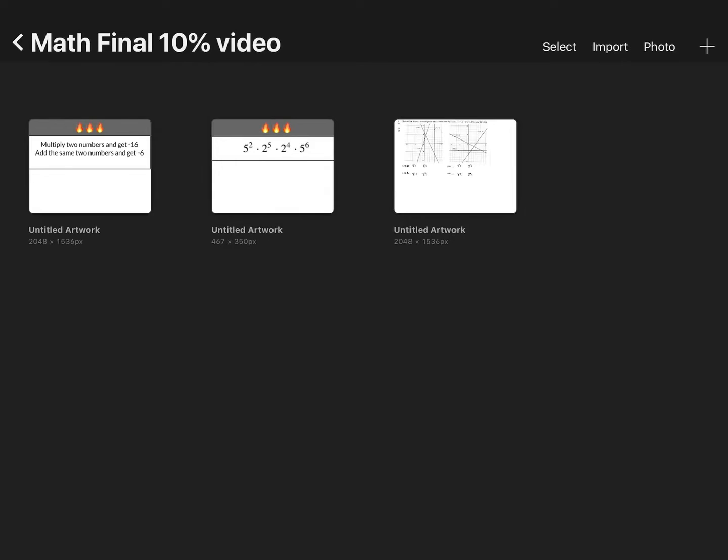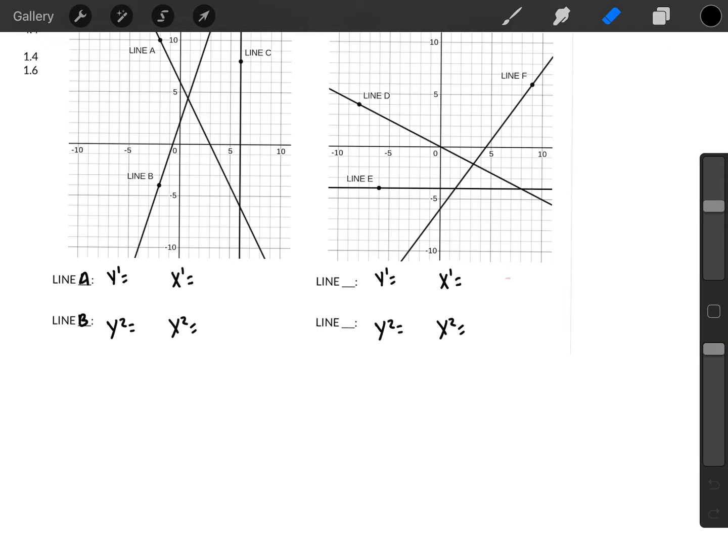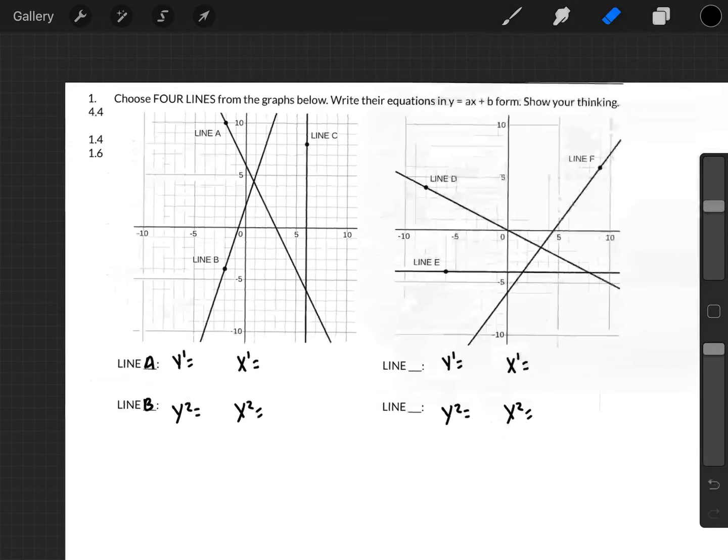So for my final 10%, I decided that I would use slope, powers, and negative and positive numbers. So we're going to start with slope. For slope, you need to find y1, x1, y2, and x2. So I started out with line A and B for the first graph.